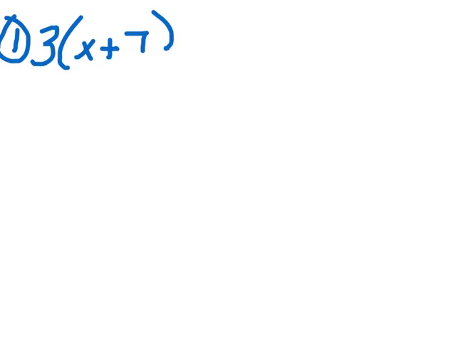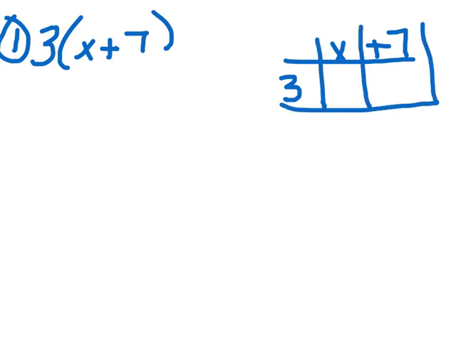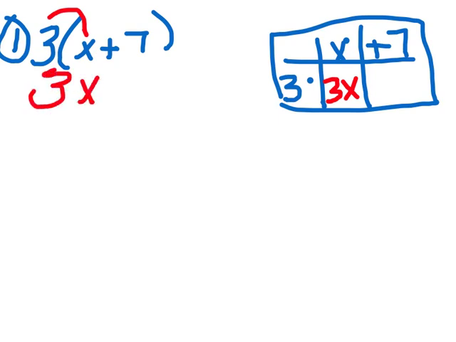I could, though. I could say 3, and I could put x plus 7, and I could do this. And I could say 3 times x is what? 3x. But it's easier for me just to go 3 times x is 3x. Okay? Now over here I could say 3 times positive 7 is a positive 21. I don't like drawing the box because I just don't want to take the time to do it. It's just faster if you don't have to do it.